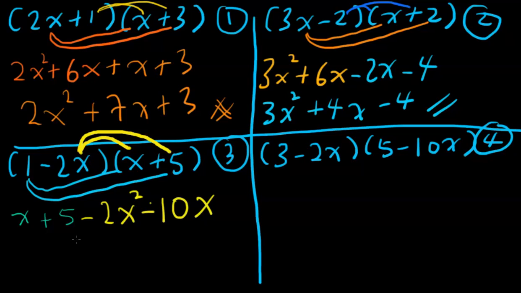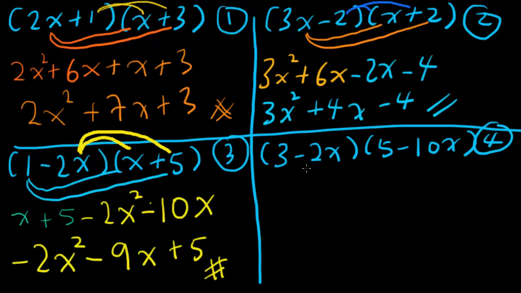Okay, again you can combine like terms. So you leave the highest power at the front. Negative 2x squared is a standalone term. And you have x minus 10x, which are like terms. That gives you a negative 9x plus 5. Okay, that's it for example 3.